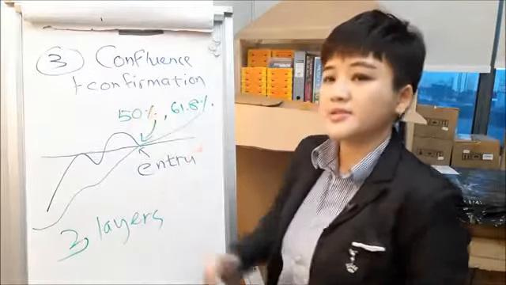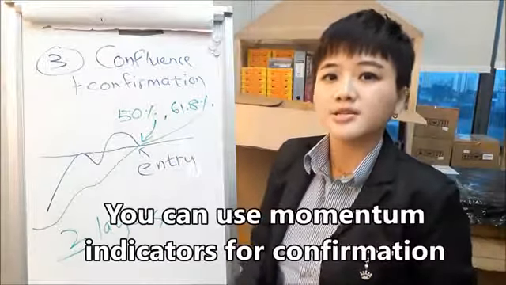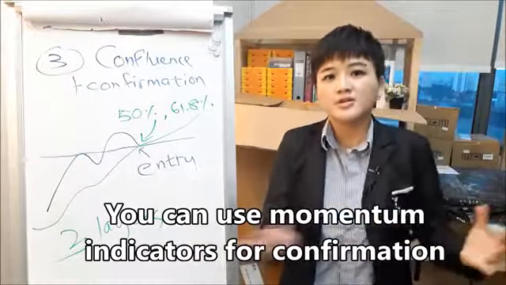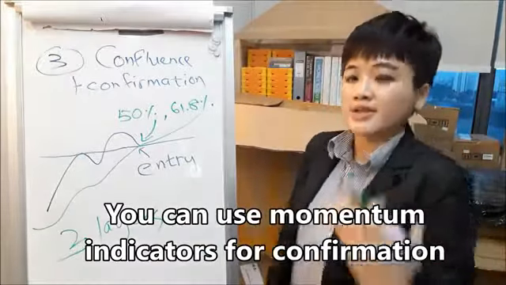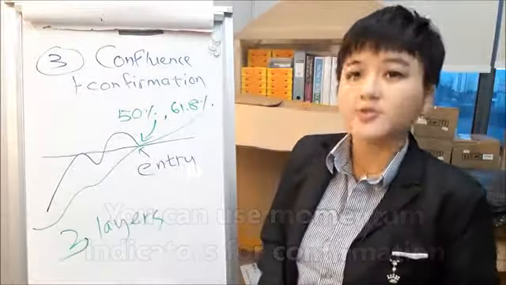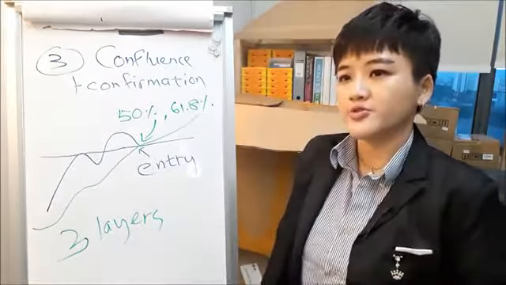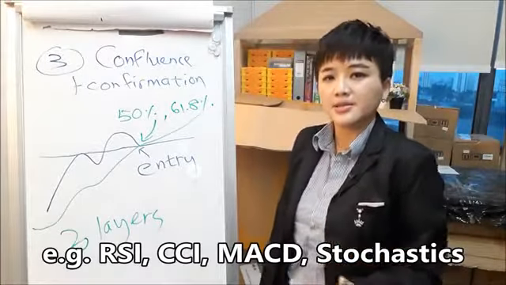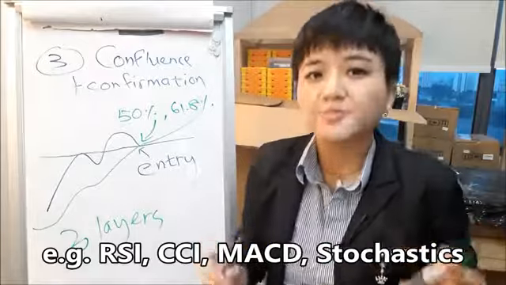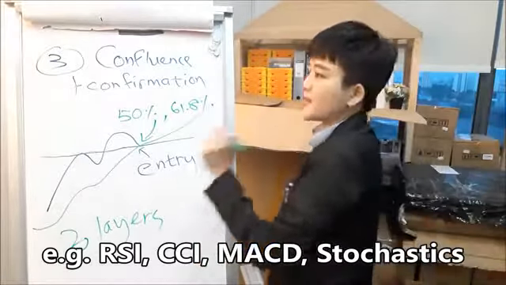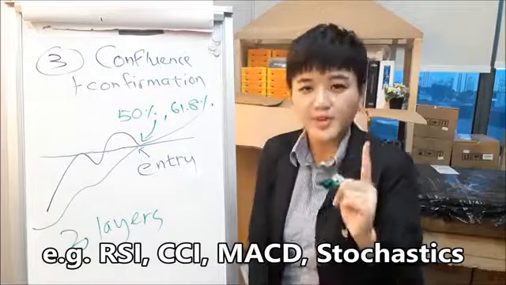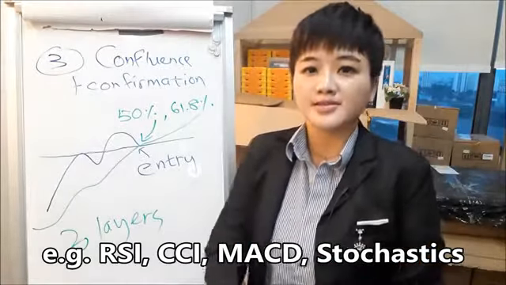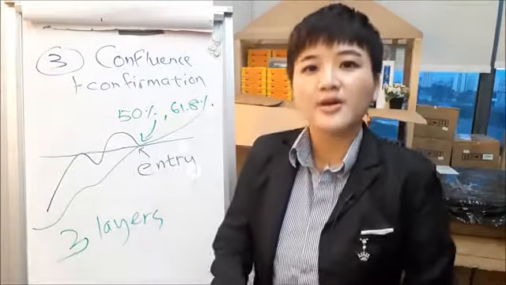What do I mean by confirmation? One thing you can use is a momentum indicator. There are a lot of momentum indicators. Some people use RSI, some people use MACD, some people use stochastic, some people use CCI. Variety is the spice of life. Yes, indeed, but just pick one. Just pick one. Please, your chart is colorful, but it doesn't mean that it will make you money.